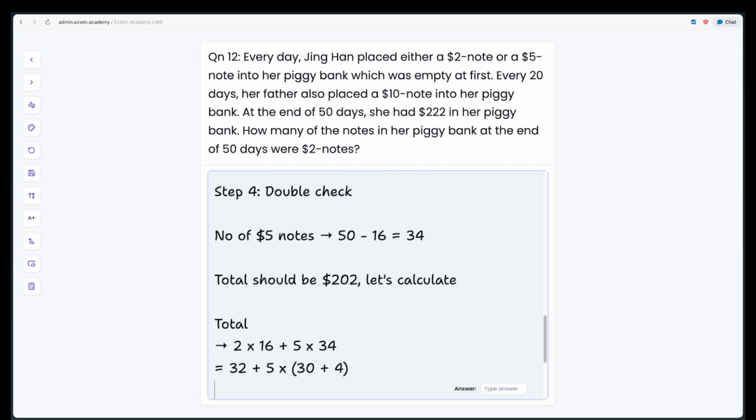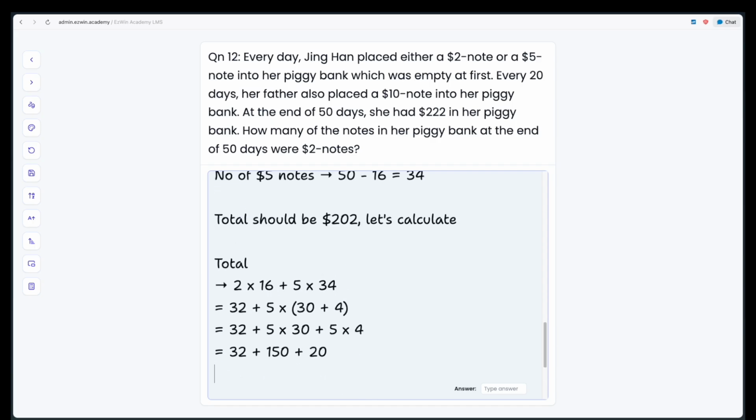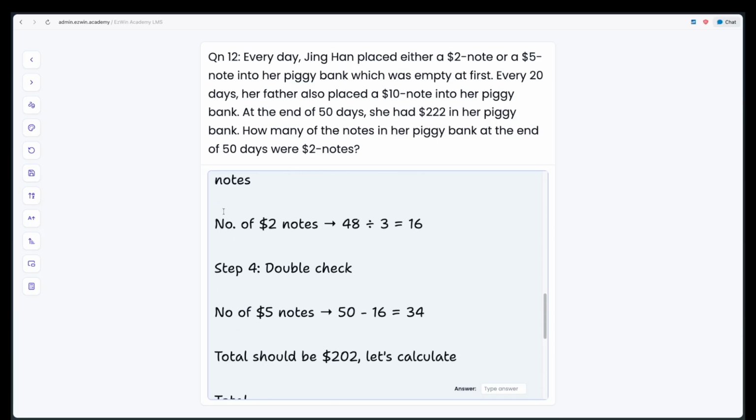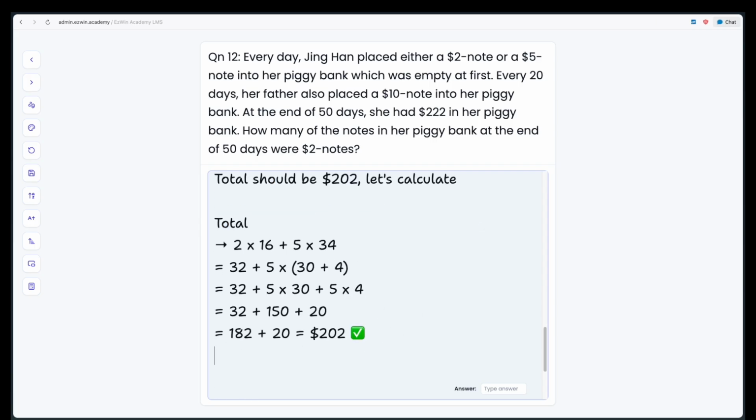So this will give us 32 plus 5 times 34, which is basically 5 times bracket 30 plus 4. Let's do the easy way: 5 times 30 is 150, plus 5 times 4, which is 20. So 32 plus 150 is 182, plus 20, and this will give us $202, which means this is correct. Let me put a tick here. So the number of $2 notes is correct. There you go, the answer to this question is 16.